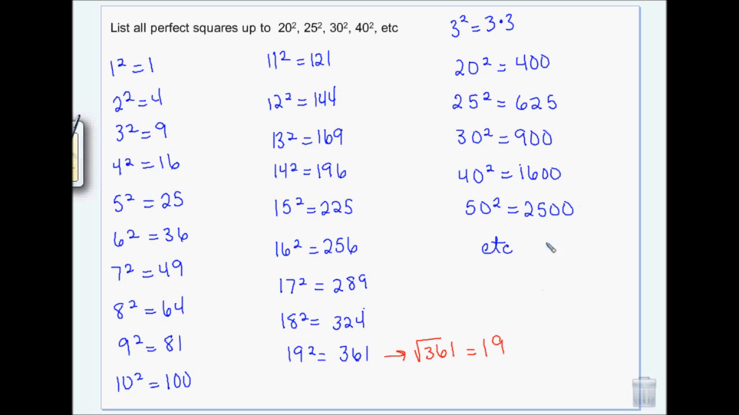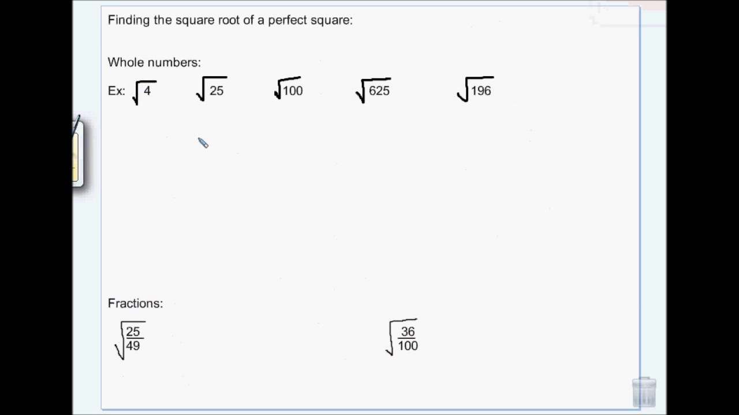Square root of 900 is 30. So if I look at these, all I have to do is look down this list on the perfect square side, and then I know what the square root is. Well, if we know that 2 squared is 4, then the square root of 4 is 2. If I know that 5 squared is 25, then the square root of 25 is 5.